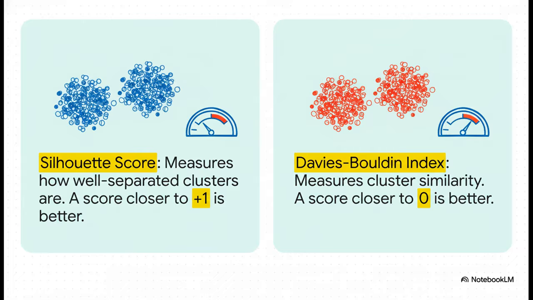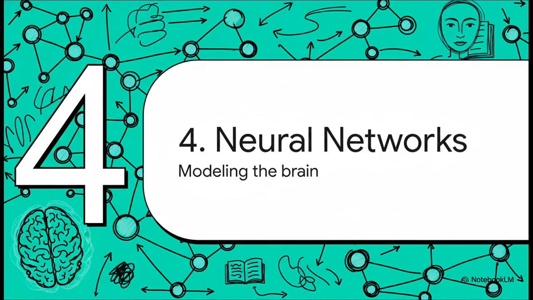Okay, we've found lines, we've predicted numbers, we've found hidden groups. Now let's bring out the heavy artillery. Let's talk about tackling the really complex problems, with models that are literally inspired by our own brains, neural networks. For things like recognizing faces in a photo or understanding human language, simple lines just won't cut it.